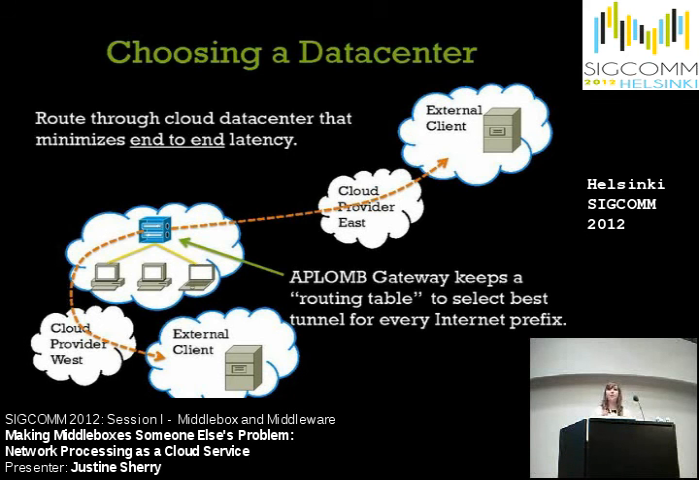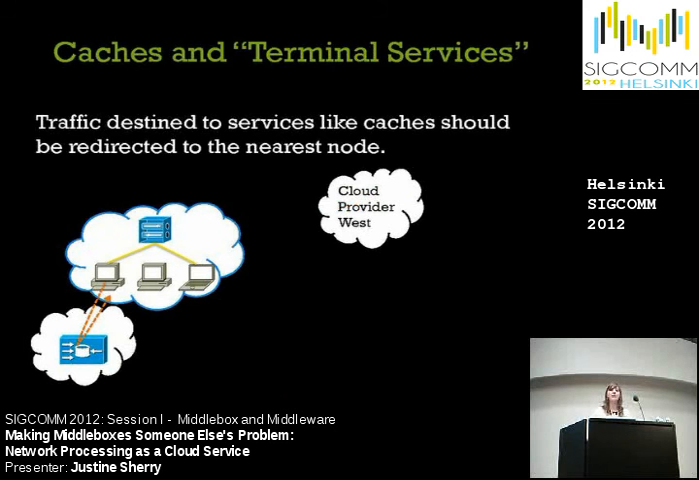Let's return really quickly to caches, though. I talked about how we were redirecting to minimize end-to-end latency rather than RTT to and from the data center. Of course, for caches, we actually do want to minimize the RTT to and from the data center. So we bias the data center selection algorithm to select data centers that are closer to the enterprise, but only for traffic that's going to traverse a caching service.